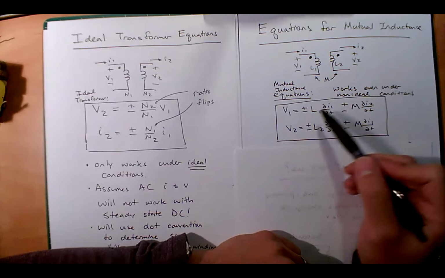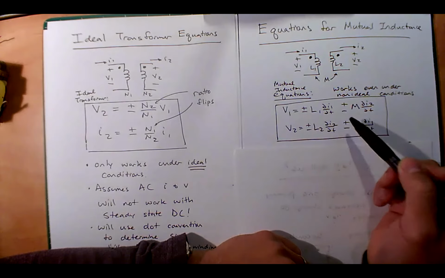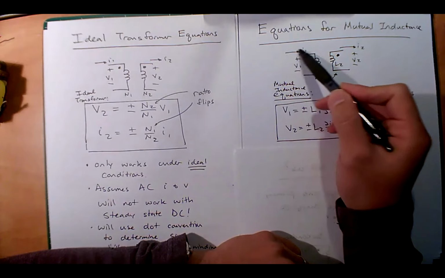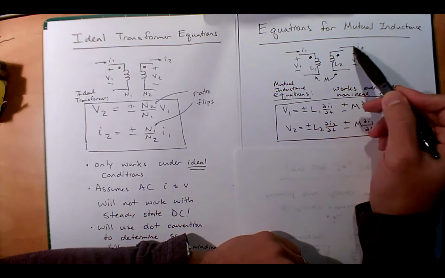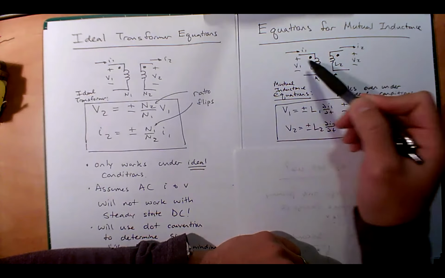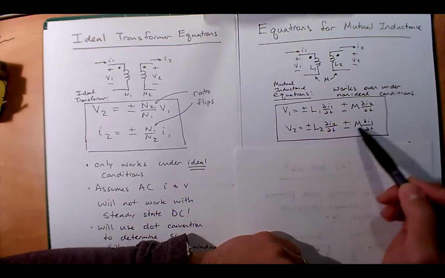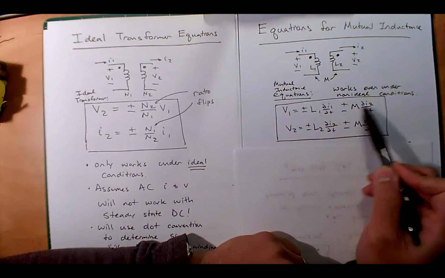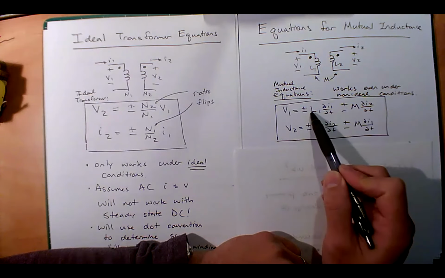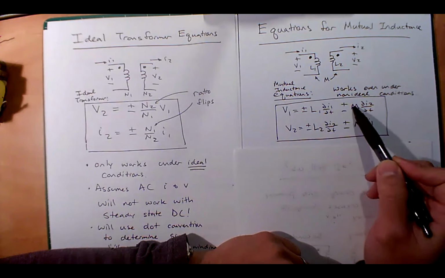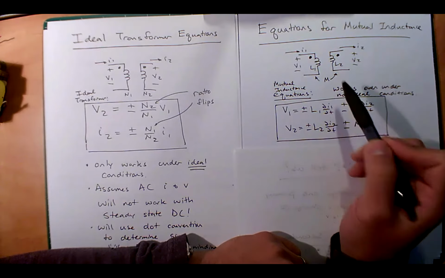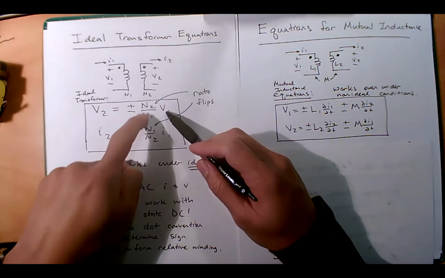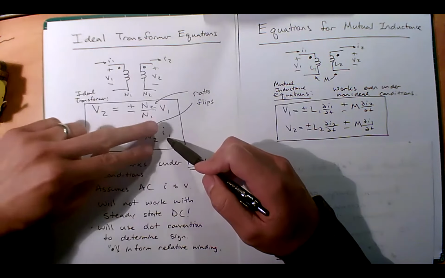And notice you still have the plus or minus, but now you can see that this voltage here is dependent on its own current derivative and the other side's current derivative. And this voltage on this side is dependent on its own current derivative here and the other side's current derivative. And notice the pattern: 1, 1, 2, 2, 2, 1. L1, L2. And the M, the mutual inductance, is the same for both. If we go back over here, look at this one, V2 to V1 with this ratio, I2 to I1 with the same ratio but inverted.